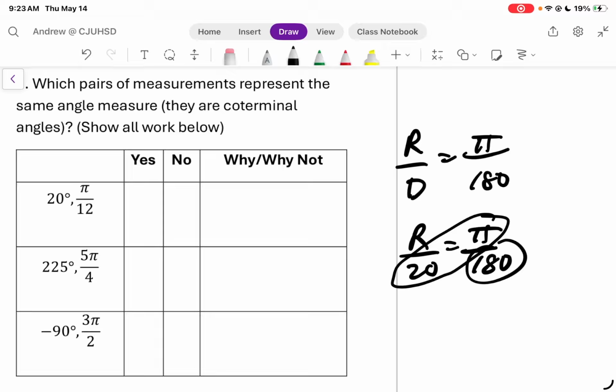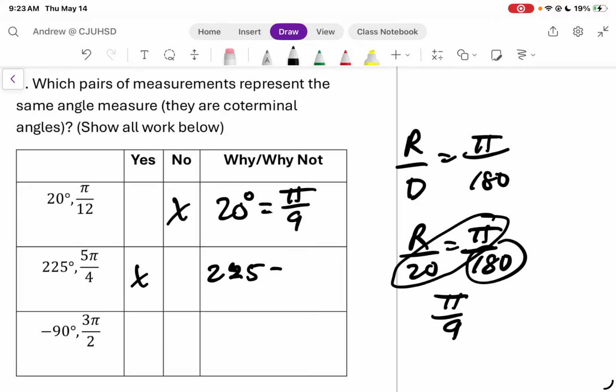So this is pi over 9. 20 degrees equals pi over 9. Okay, and it would be very similar for any of these other ones. So let's say I did 225. If I put 225 in place of D, then I'd be reducing 225 over 180. And that is 1 1/4 or 5/4. So yeah, this one does work because 225 equals 5 pi over 4.